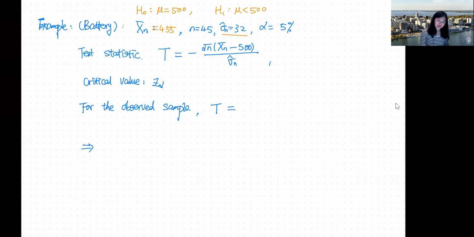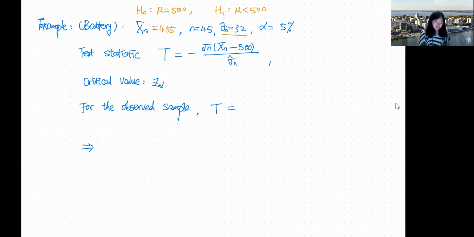The test statistic is minus of this t statistic. It is reasonable because when xn bar is much less than 500, which is evidence against the null hypothesis, the test statistic is large. And also, asymptotically, under the null hypothesis, t is asymptotically standard normal. So that is a good test statistic. And the critical value we found, the right critical value, is the standard normal critical value, Z alpha.